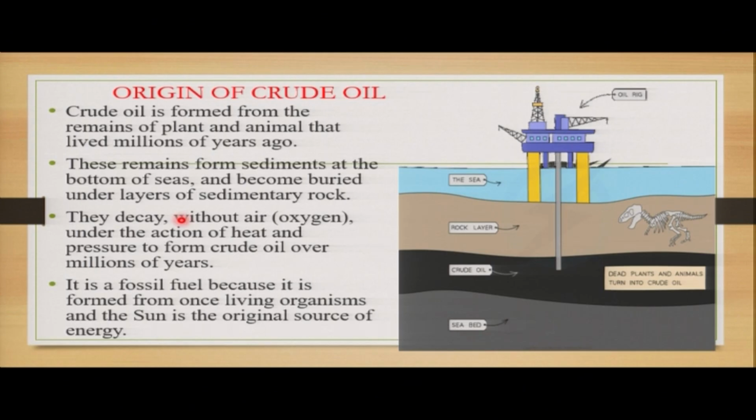So plants and organisms decay in the absence of oxygen, under the action of heat and pressure, to form crude oil. The decomposition takes place in the absence of oxygen, but in the presence of heat and pressure. So it is a fossil fuel. We call these fossil fuels. The products of crude petroleum are referred to as fossil fuels because they are formed from once living organisms, with the sun as the origin of the source of the energy. When we talk about fossil fuels, we are referring to these products of crude petroleum, which is a combination of hydrocarbons. That is something that you need to remember.